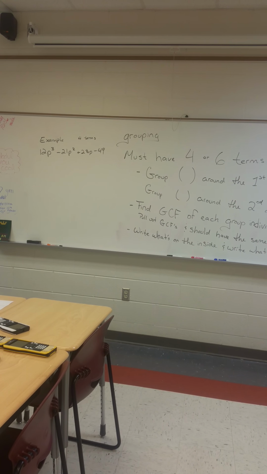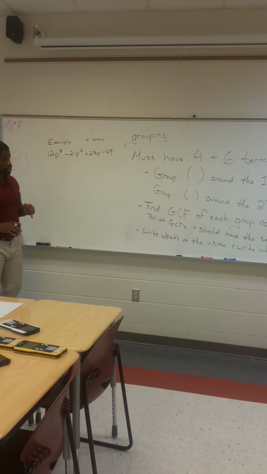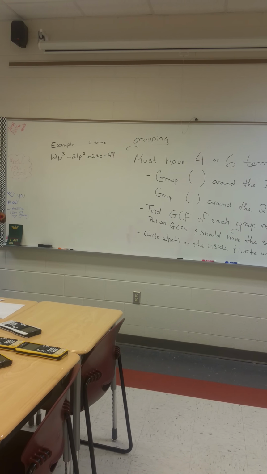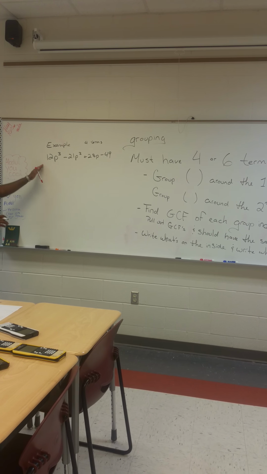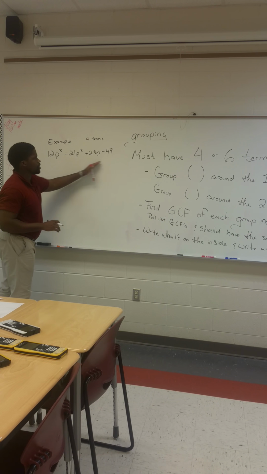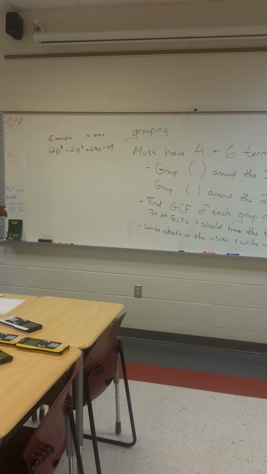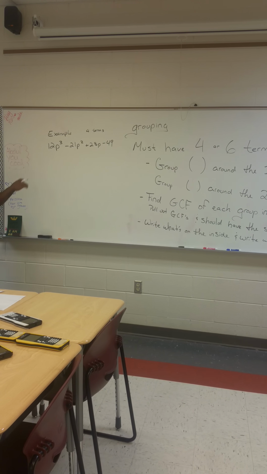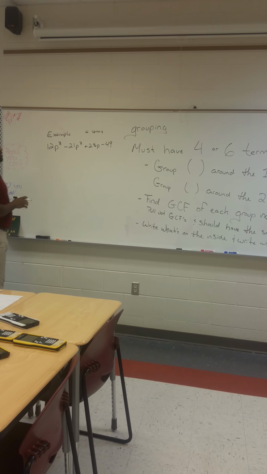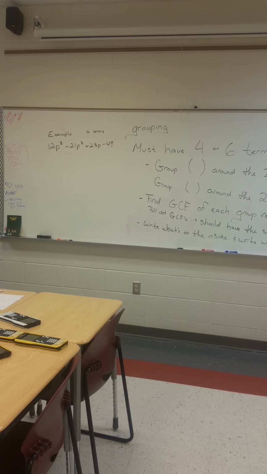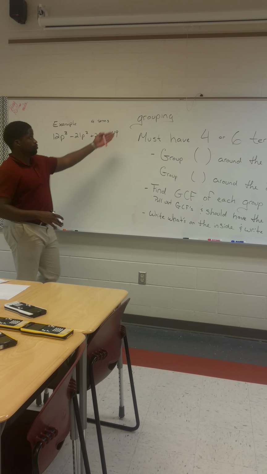First thing I notice, 4 terms, meets our criteria. Looking good so far. Of course, we always must look for a GCF first, so we're trying to find a number that can go into every one of these. And I cannot find a number that can go into 12, 21, 28, and 49. So now I go into my next tool, which is grouping.